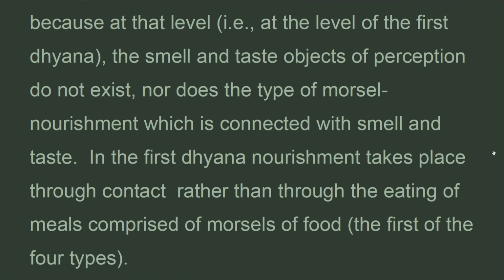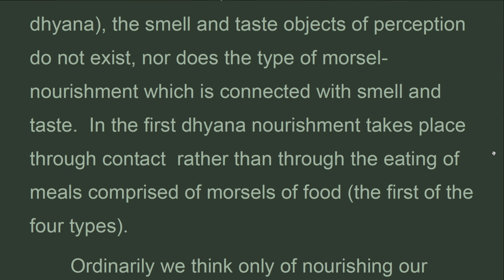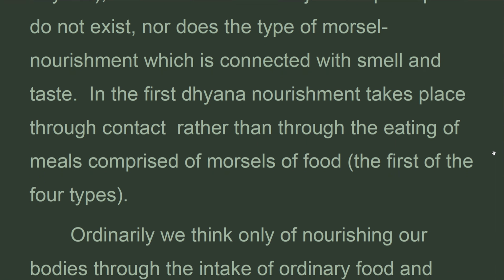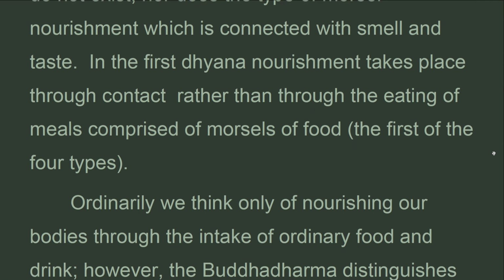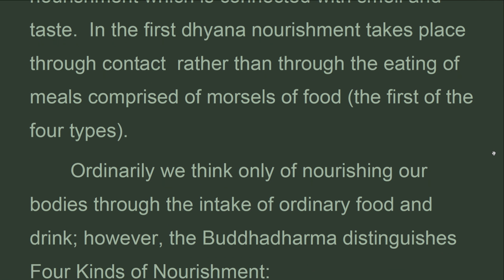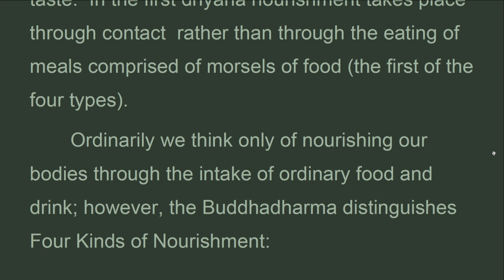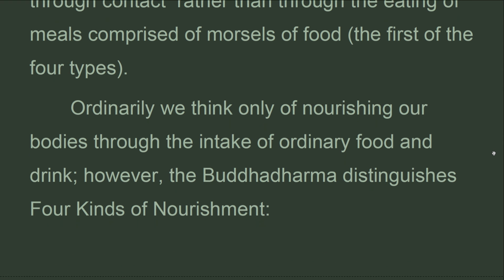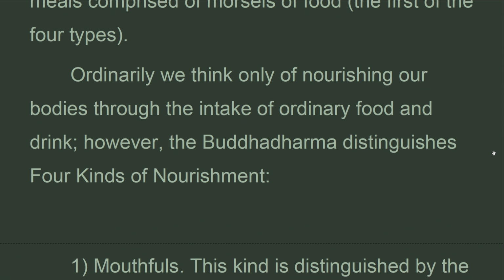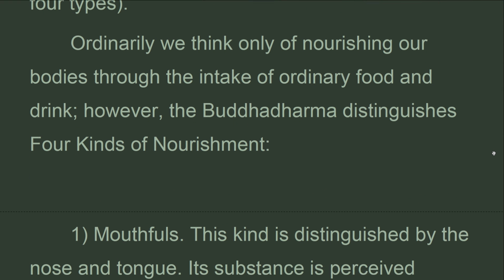In the first dhyana, nourishment takes place through contact rather than through the eating of meals comprised of morsels of food, the first of the 4 types. Ordinarily we think only of nourishing our bodies through the intake of ordinary food and drink. However, the Buddha Dharma distinguishes 4 kinds of nourishment.